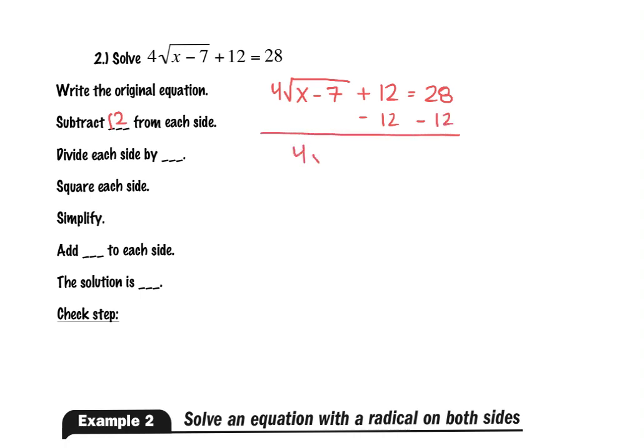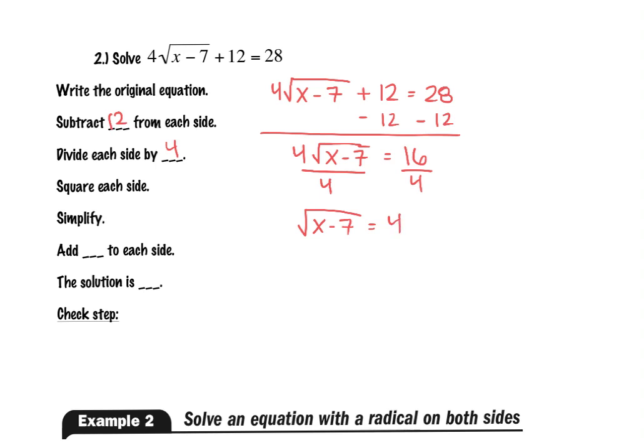which gives me 4 times the square root of x minus 7 equals 16. Then I'm going to divide each side by 4, which gives me the square root of x minus 7 equals 4.